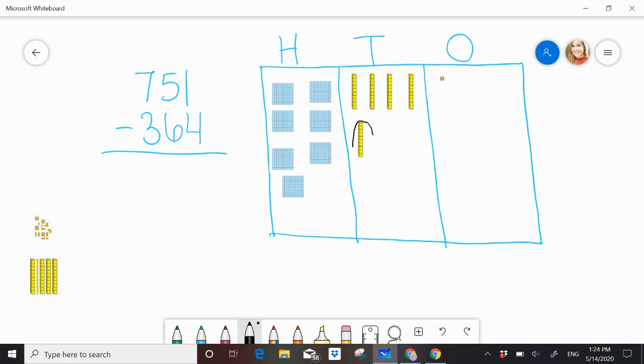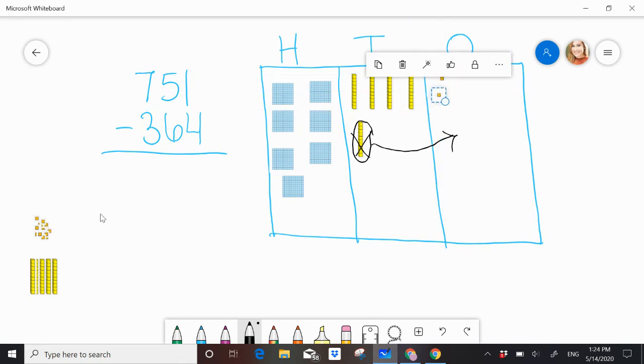We take a rod from the 10s and we say, can we please borrow some cubes from you? And I know that there are 10 individual cubes that make up a rod. So I can break up that rod into 10 individual little cubes. And then I should have enough to take away my 4. So I'm going to get rid of that group of 10 and I'm going to break it up.